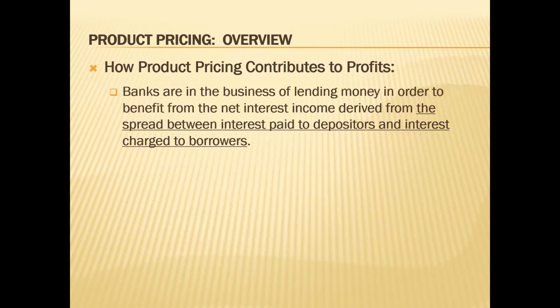So let's go to the next paragraph that talks about why banks are in the business of lending money. They're in the business of lending money because they want to benefit from the net interest income derived from the spread between the interest paid to depositors and interest charged to borrowers. So when depositors come and put their money in the bank, it usually pays interest to those depositors, although in recent times it's been very minimal. And again, it's the difference or the spread between interest paid to depositors and interest charged to borrowers or borrowing customers.